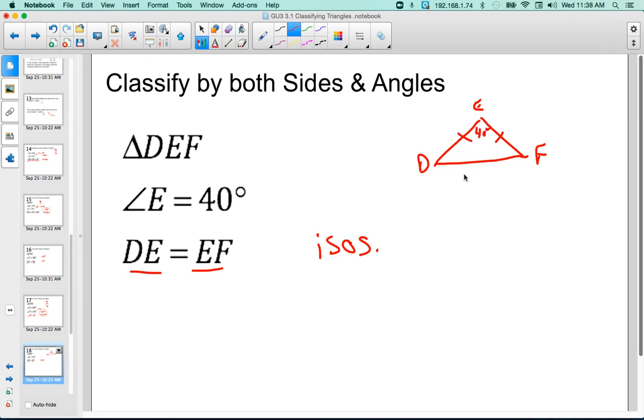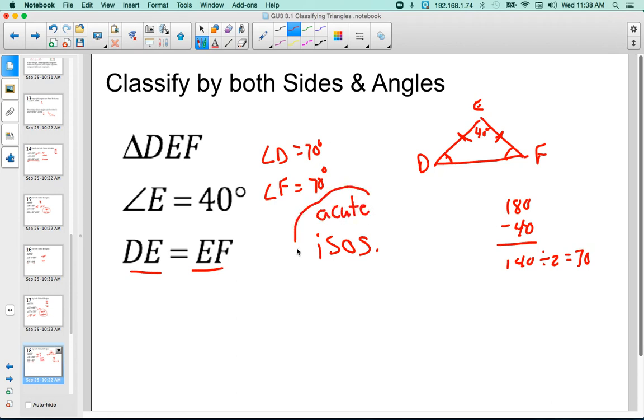Well, I can actually figure out what these other two angles are because I know they're congruent. And I know they're congruent because the sides across from them are congruent. So if I do 180 minus 40, that gives me 140. So I know these two together have to be 140. Well, if I divide by 2, that tells me each one of them is 70. So angle D and angle F are 70, and all three angles are acute. That makes it an acute triangle. So it's an acute isosceles triangle.